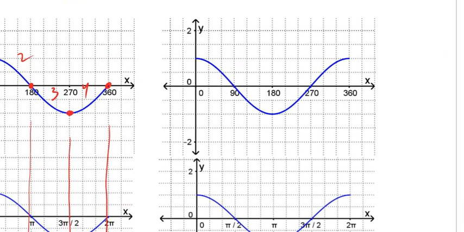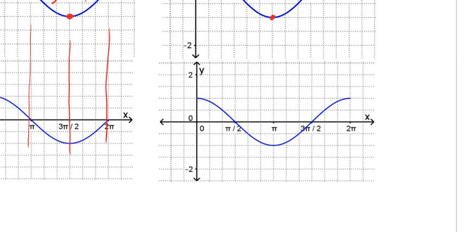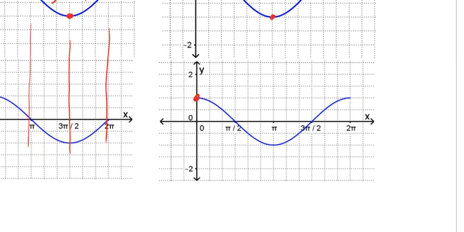Okay, and then cosine starts at the max. 0 line, min, 0 line, max. So same 5: 0, pi by 2, that's 90, on the 0 line. Pi, it's 180, at the min. 3 pi by 2, 270, back on the 0 line. 2 pi, back to the max. No transformations.